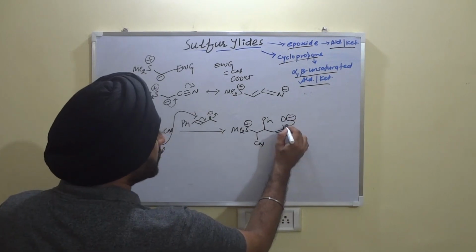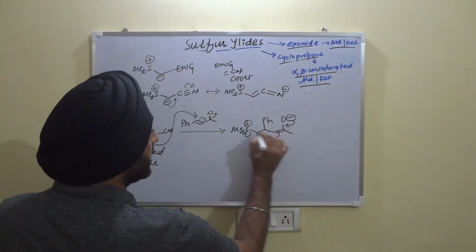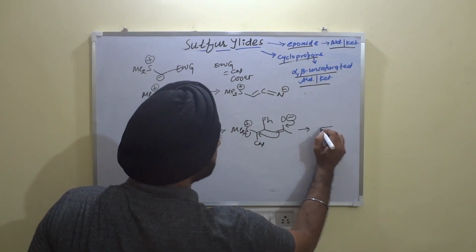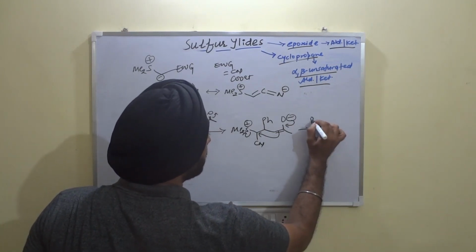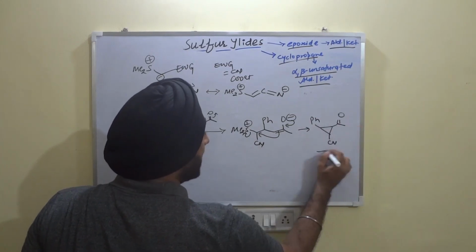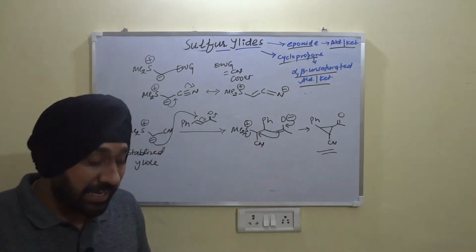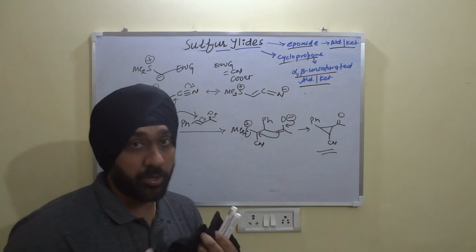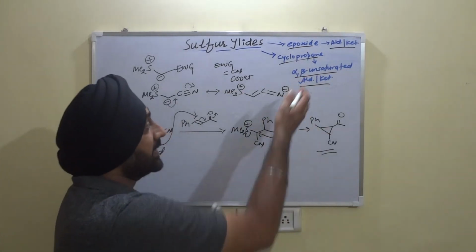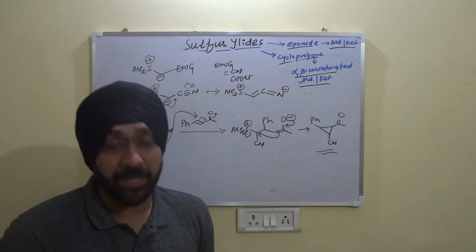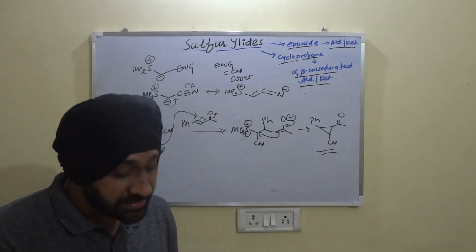Okay, now this negative charge comes, attacks, and it leaves. So what it does, it leads to the formation of these cyclopropane derivatives. So it means they're very useful: if we want to prepare a cyclopropane moiety, then we can use stabilized ylides, and if we want to prepare an epoxide, we can use unstabilized ylide.